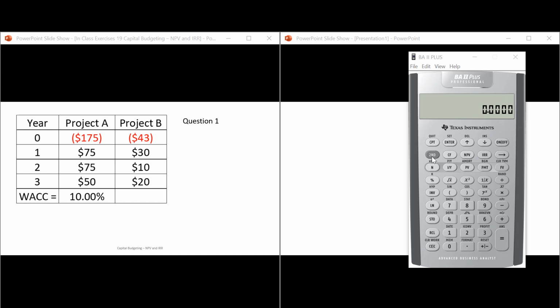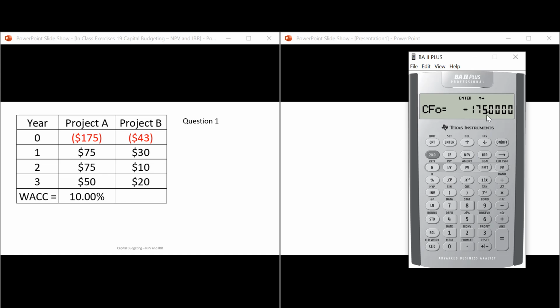The keys that we're going to use are in this second column. So you'll see cash flows, NPV, IRR, and then an arrow key. And then we'll also be using this down arrow and possibly this up arrow. Okay, so the first thing we want to do is go to our cash flow. So you see the CF button. We're going to press that and you'll see a CF0. So this corresponds to cash flow 0.